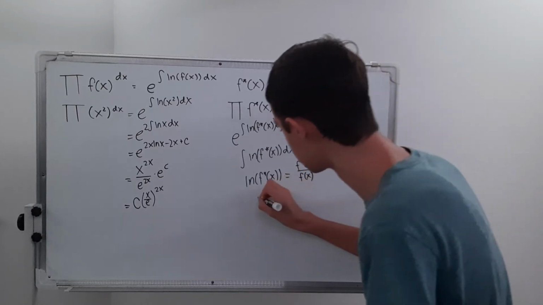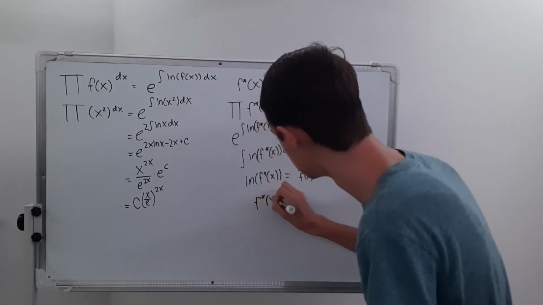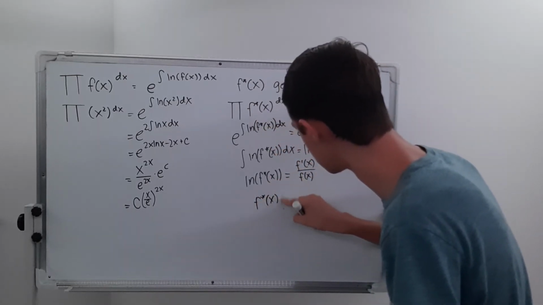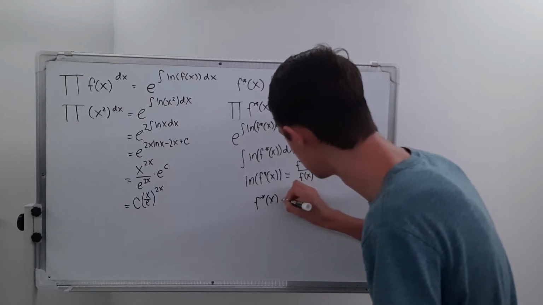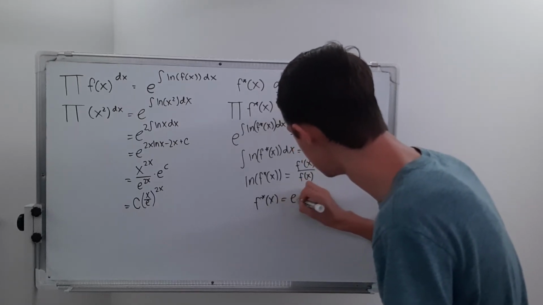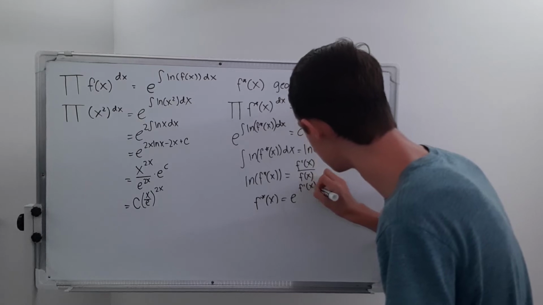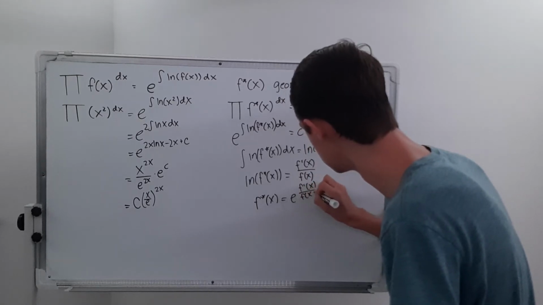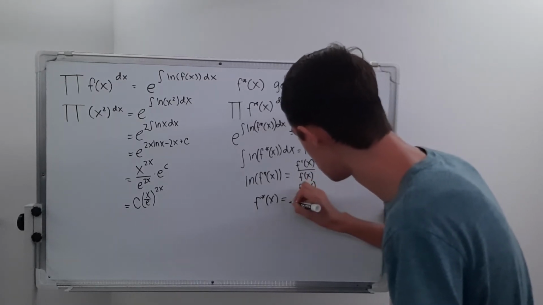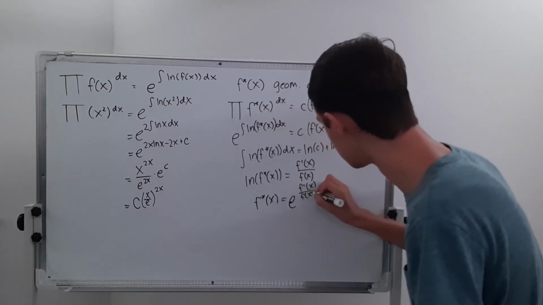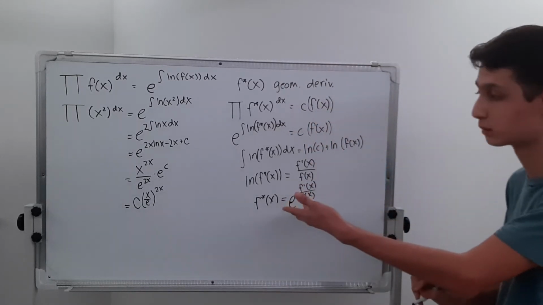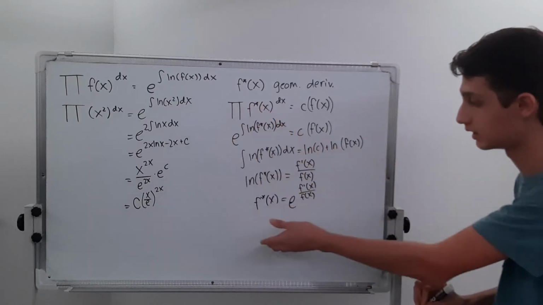And then if we want to isolate this, this is going to be e to the f prime of x over f of x. And this is our geometric derivative. So that's pretty cool. And so we can just plug this back in here.